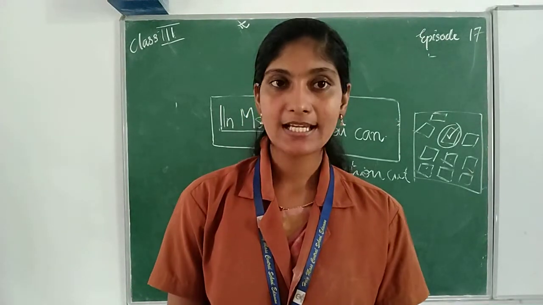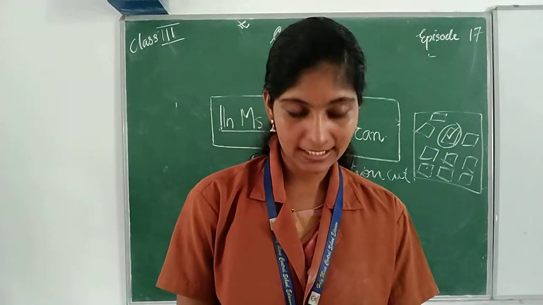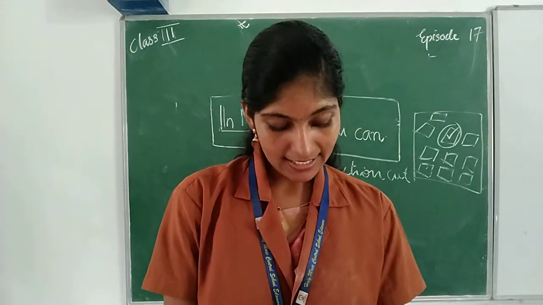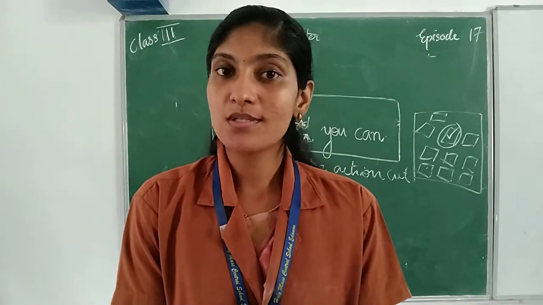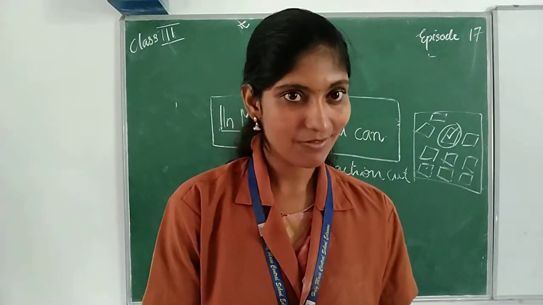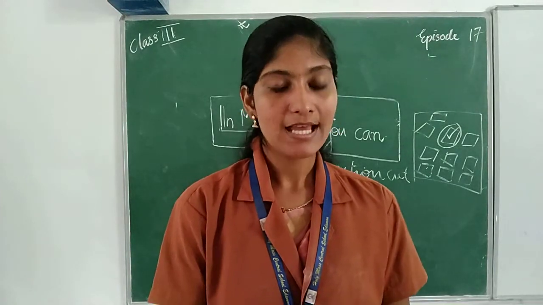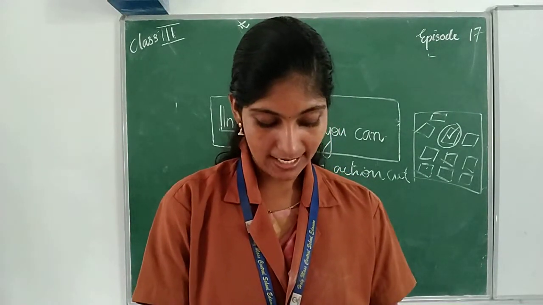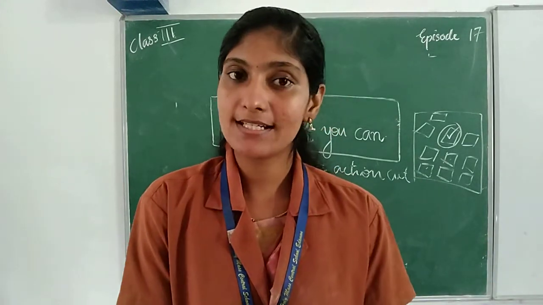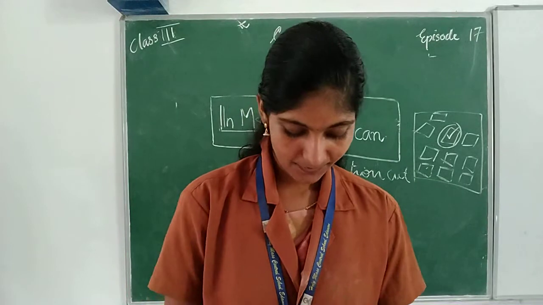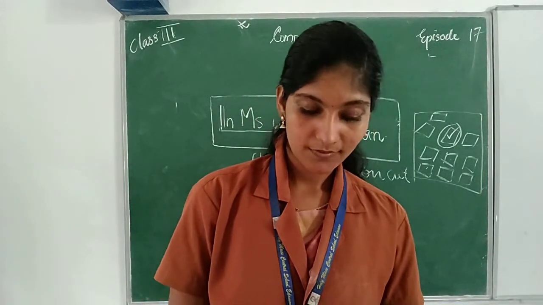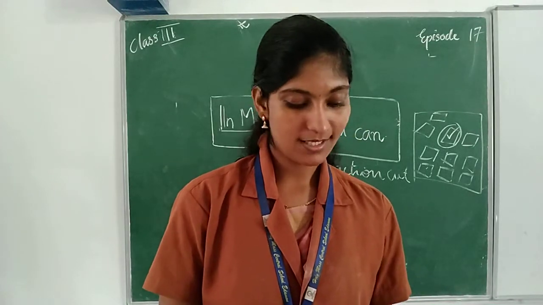Then next, how to select. 3 steps. First, click and hold down the mouse button from where you want to start selecting. Then start dragging the mouse towards the end point, and then after that release the mouse button at the end point. Then a highlighted text will appear, so that highlighted text is selected text. So that's today. Let's wind up this class.